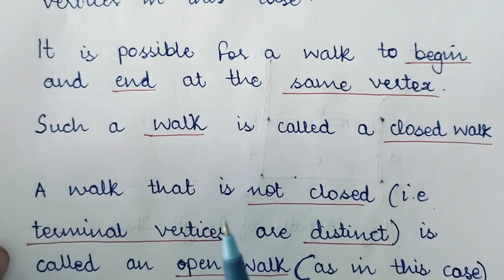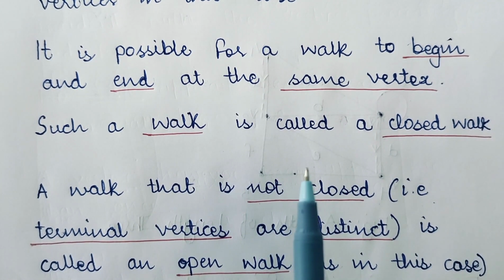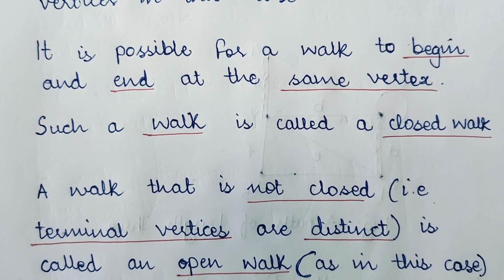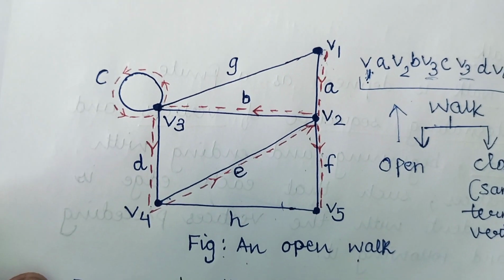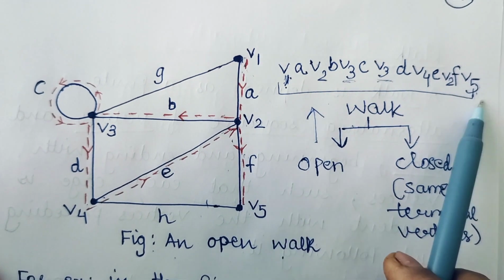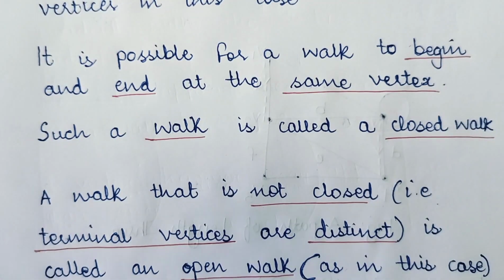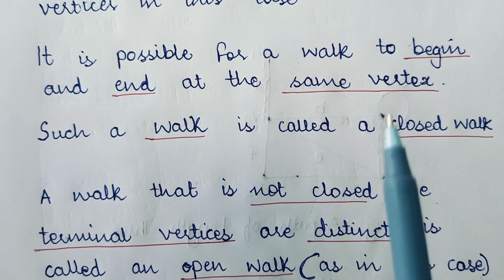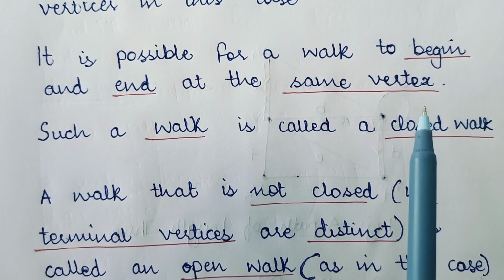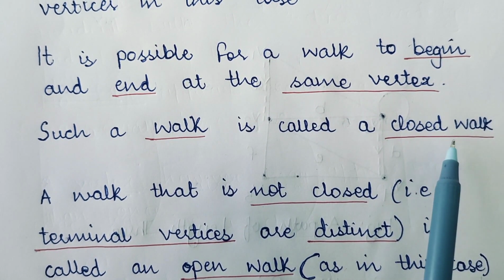It is possible for a walk to begin and end at the same vertex. Though here in this case, the walk is beginning and ending at different vertices, it is possible in some cases that the walk begins and ends at the same vertex. Such a walk is called a closed walk.